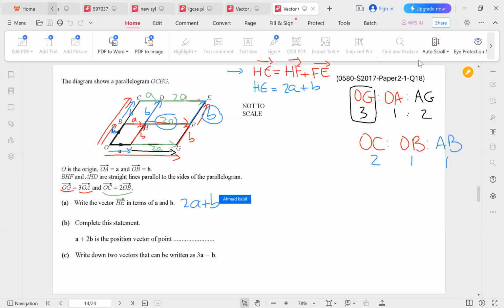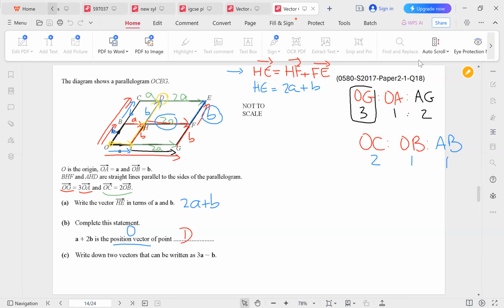And then in B, we are told A plus 2B is the position vector of point what? So position vector means that you're going to start at the letter O. And then you're going to move in the direction A plus 2B. So let's start at O. And then let's move in the direction of A. So 1A. So we move up to here. And then we move 2B. So here is 1B. And then here is another B. So we end up at point D. So therefore, this is the position vector of point D.